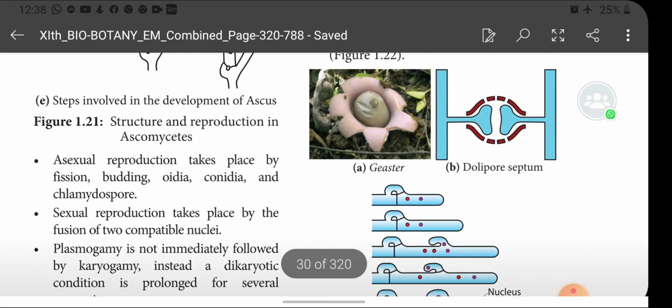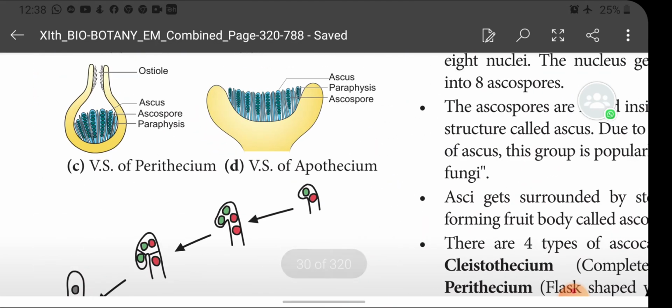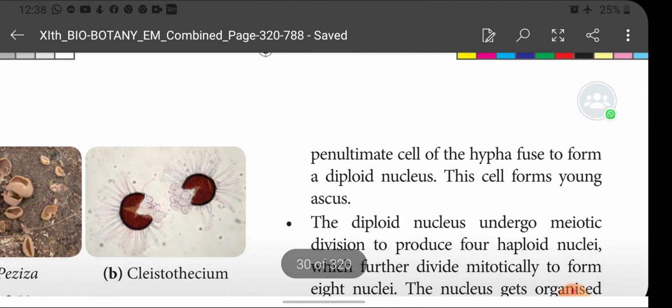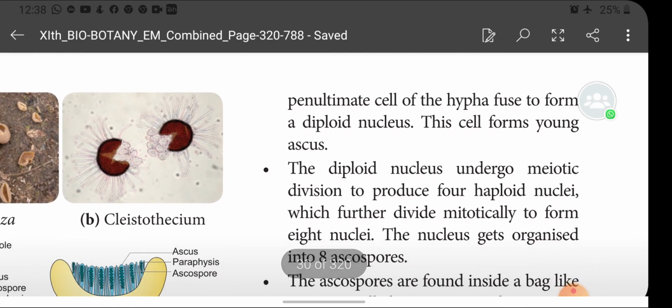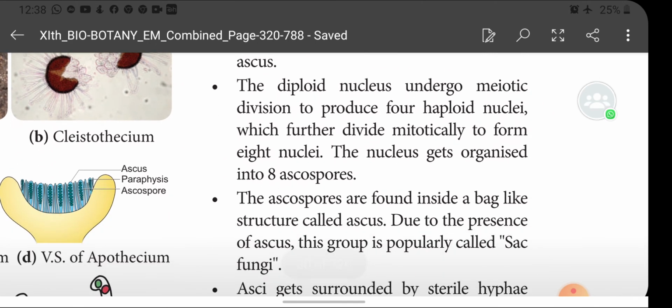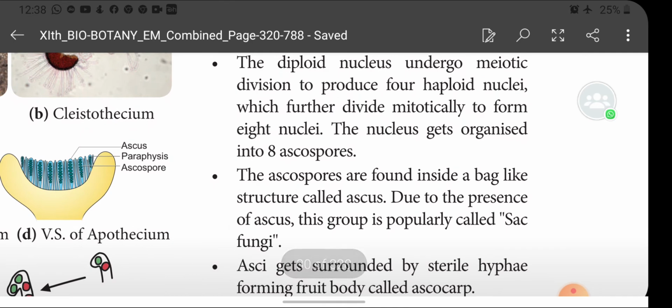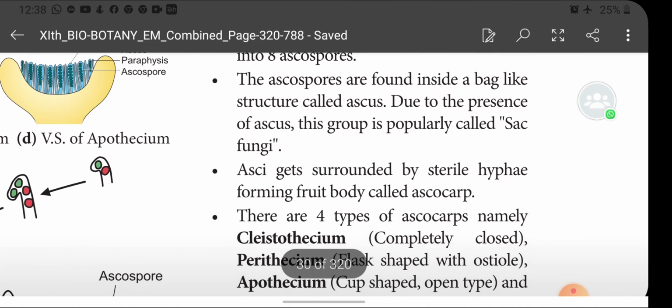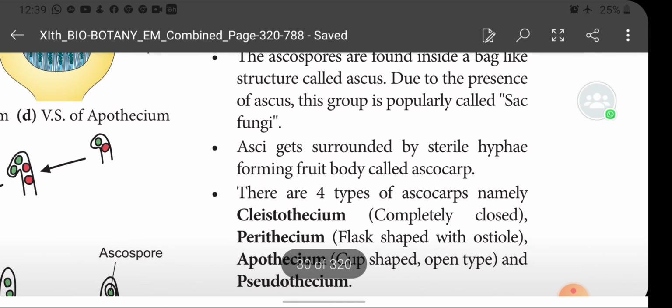The two nuclei in the penultimate cell of the hypha fuse to form a diploid nucleus. The cell forms an ascus. The diploid nucleus undergoes meiotic division to produce 4 haploid nuclei, which further divide mitotically to form 8. The nuclei get organized into 8 ascospores. The 8 ascospores are found inside a bag-like structure called the ascus.